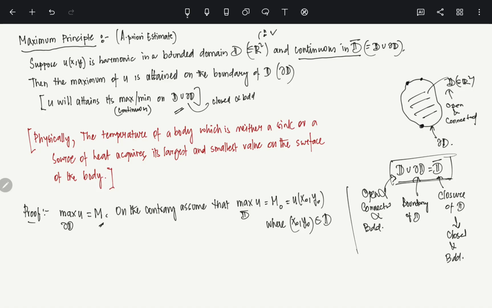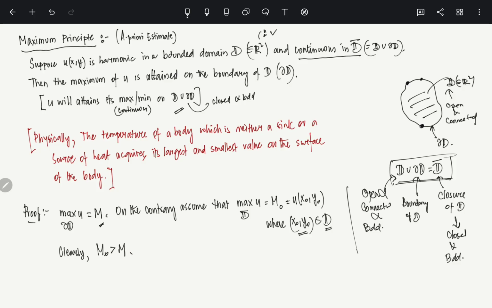Is it okay? Now, according to the theorem, the maximum is attained on the boundary of D, so it cannot be attained in the interior. Let us say that it is attained in the interior. So basically there is a point x naught y naught in D where the maximum of u is attained. Clear? With this assumption, clearly m naught is greater than m. It has to be, because otherwise, if there is no such m naught, then m will be the maximum, which is our theorem, so that will be a contradiction, right? So m naught is greater than m.